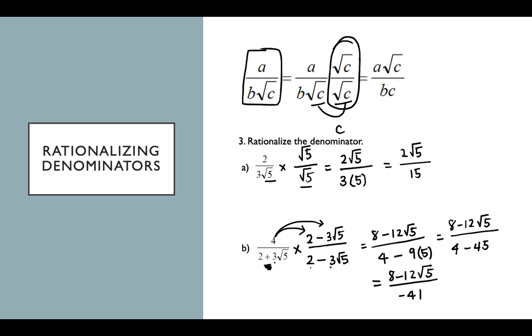Okay, you will notice that the coefficients 8 and negative 12 are factorable by 4. So if you like, you can factor: 4 bracket 2 minus 3 square root 5 over 41. So the negative could be at the bottom, top, or in the middle. Okay, good.